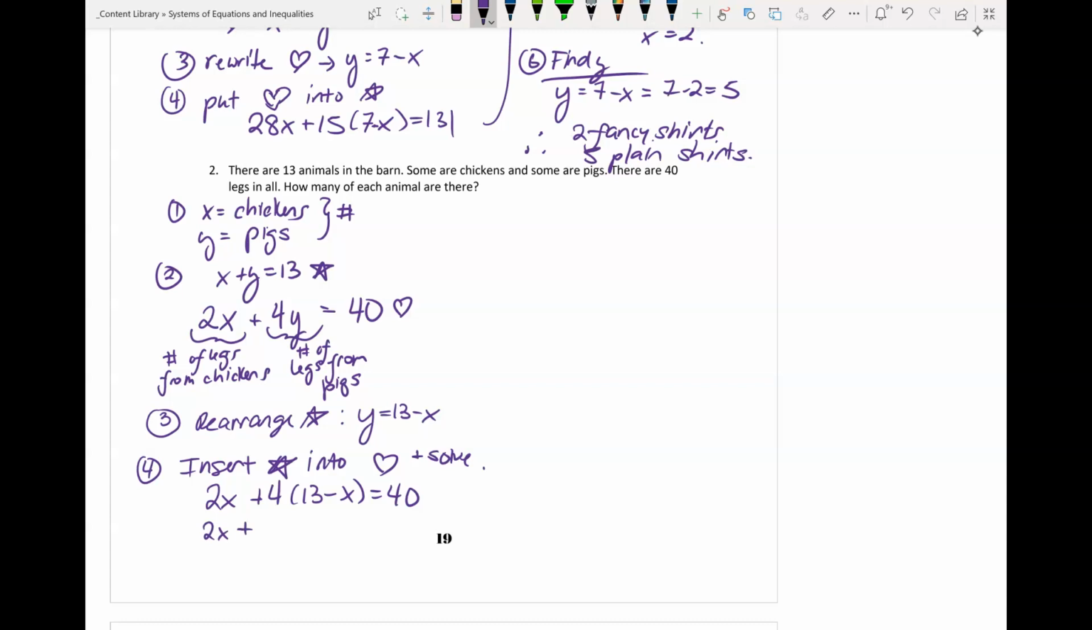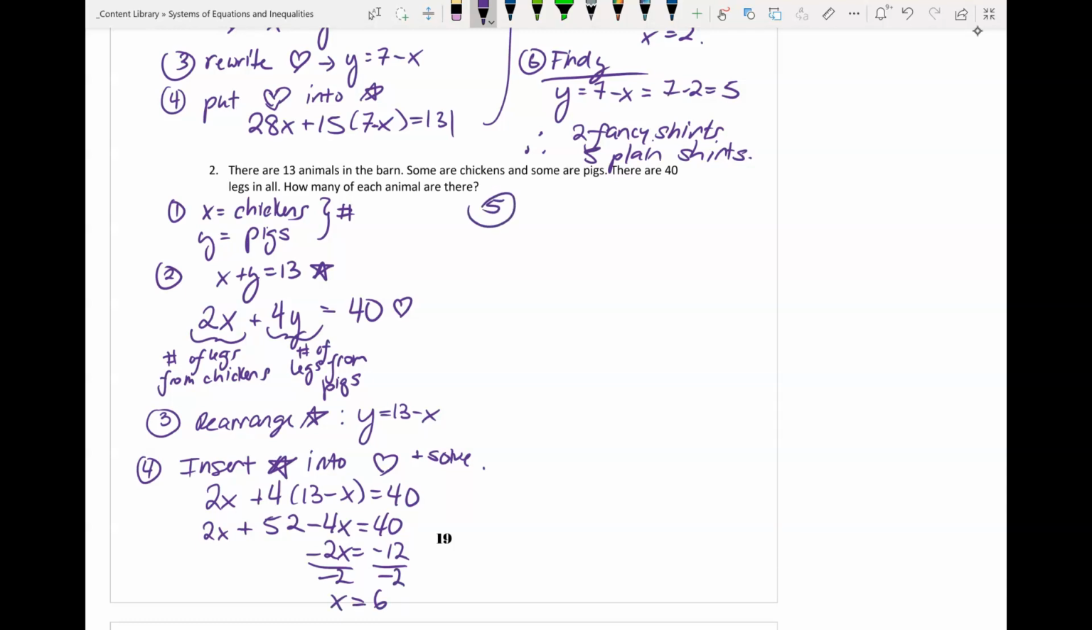So expanding this, 4 times 13 is 52. 4 times negative x is negative 4x. And then I'm going to rearrange this equation and solve for x. 2x minus 4x is negative 2x. 40 minus 52 is negative 12. Then we want to divide both sides by negative 2, so x is 6.